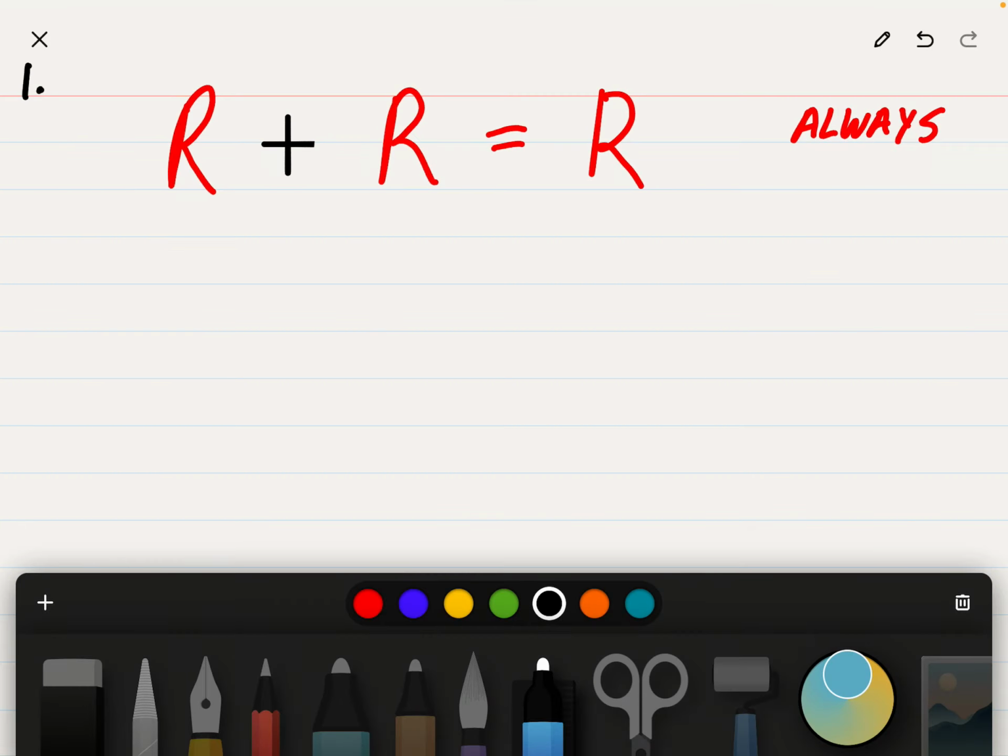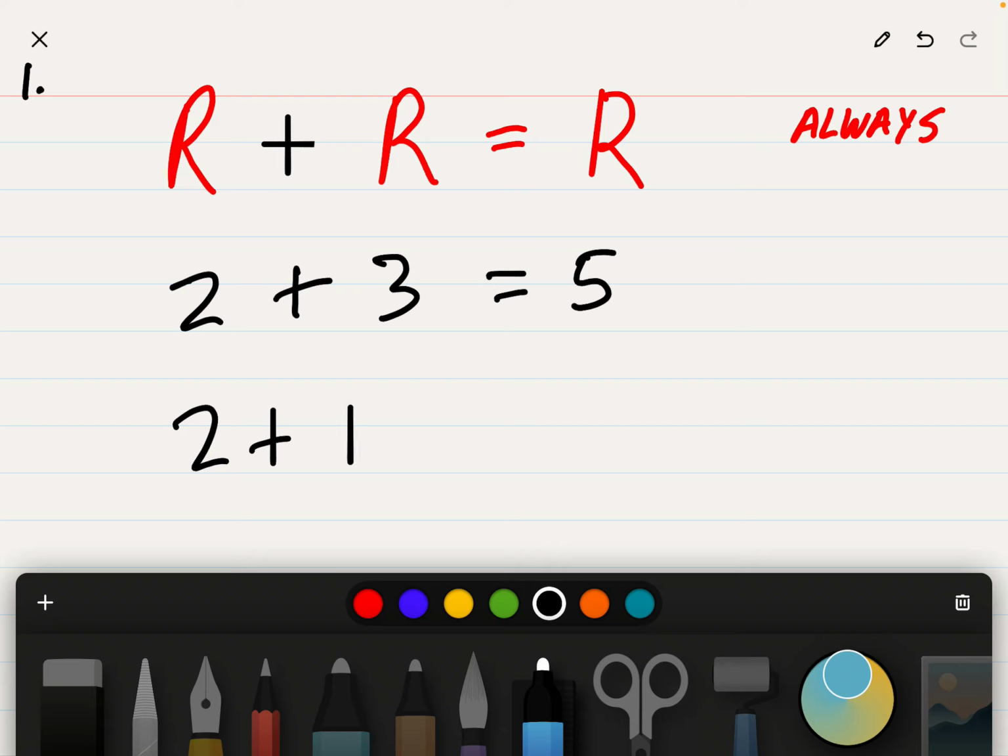So, very first thing, whenever you add a rational number to another rational number, you will always get another rational number. Here's an easy example. 2 plus 3 is 5. Those are all integers, so we're good. 2 plus $1.50 will be $3.50. Those are also rational numbers. So whenever you add 2 rational numbers or 3 rational numbers, you always get another rational number. All right, let's move on.